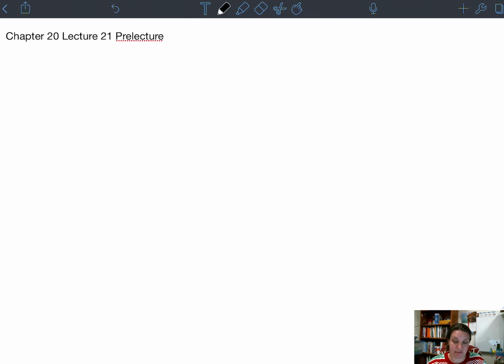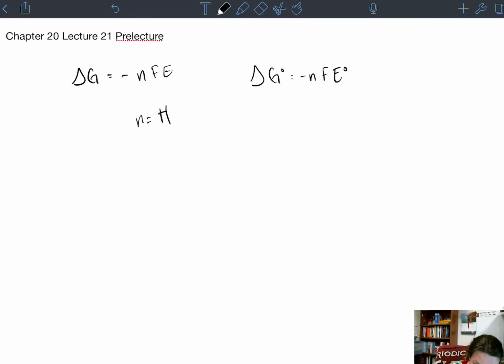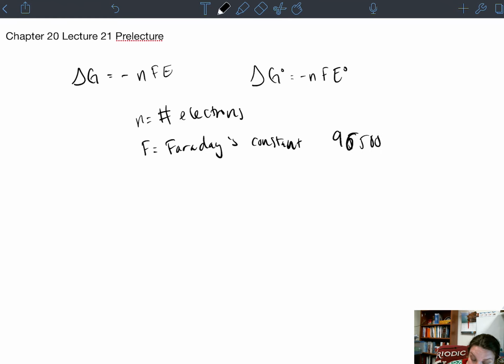Okay. So just some equations to know for this. Back in our last chapter we had delta G, and in this chapter delta G is equal to negative nFE, where n is our number of moles of electrons in the redox process, F is Faraday's constant, which is 96,500 coulombs per mole of electrons, and E is our cell potential. This would be non-standard conditions, and under standard conditions it would look like this.